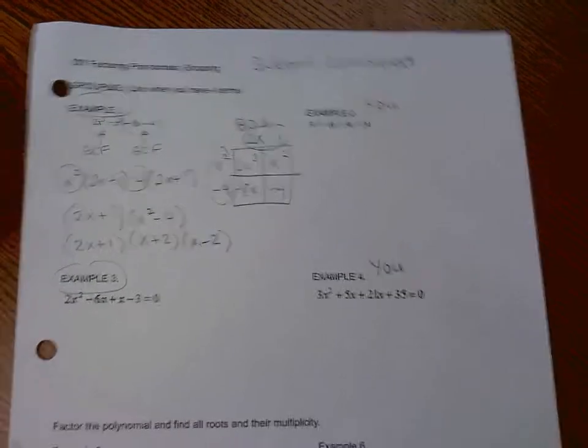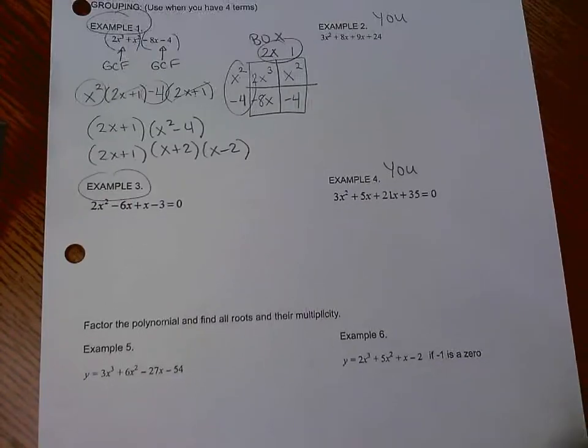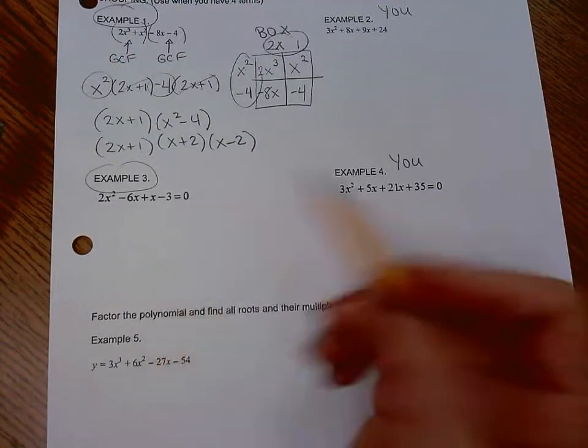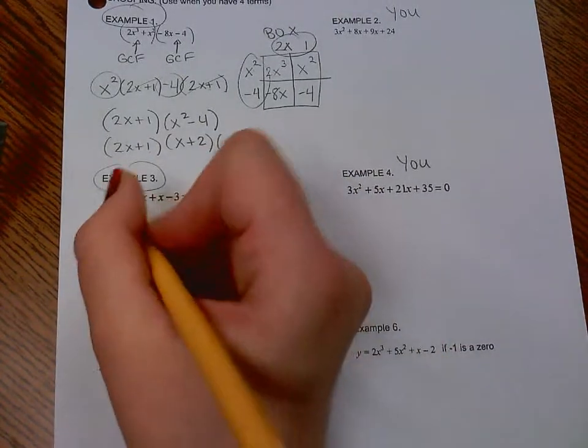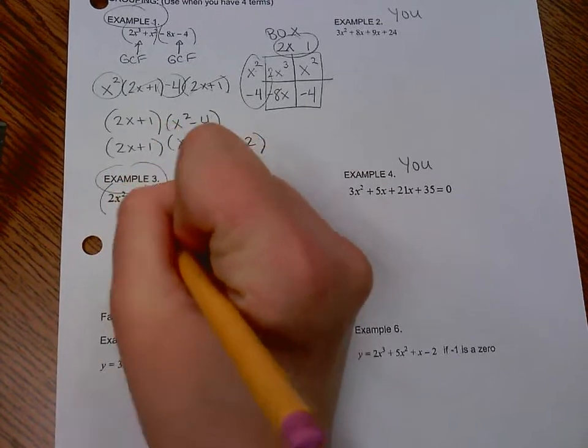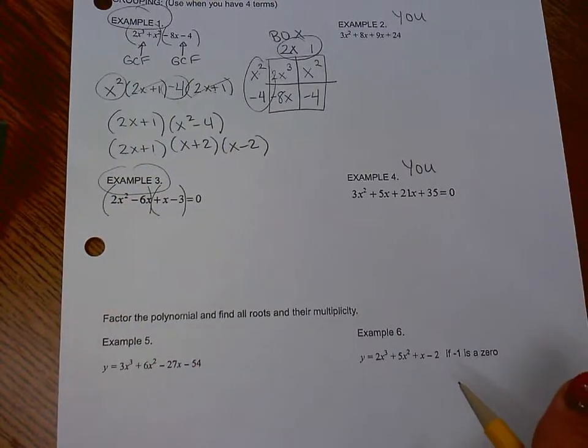So let's do example 3 together. In example 3, because it says equal to 0 at the end, here I could leave it in factored form, but here I really need to take it a step further. So I'm going to show you the strategy by grouping and by box method one more time.